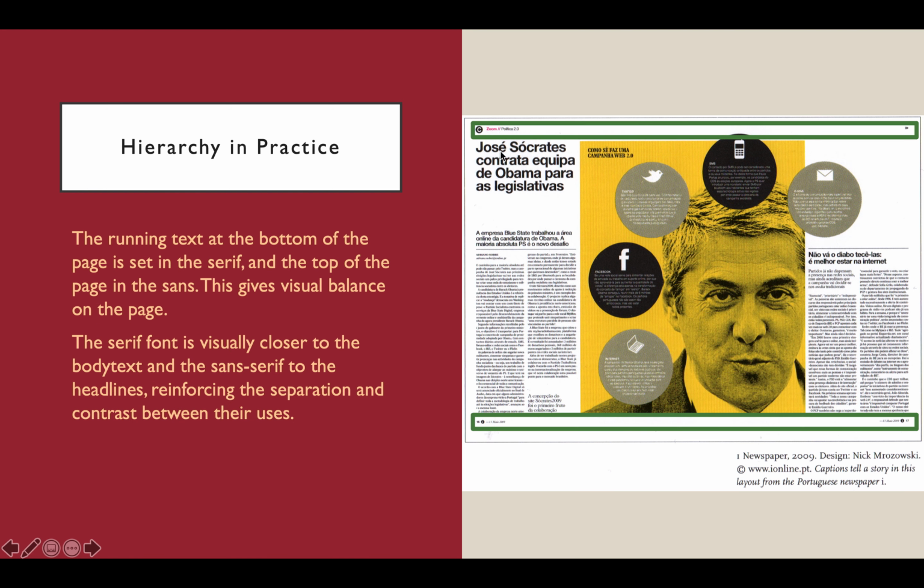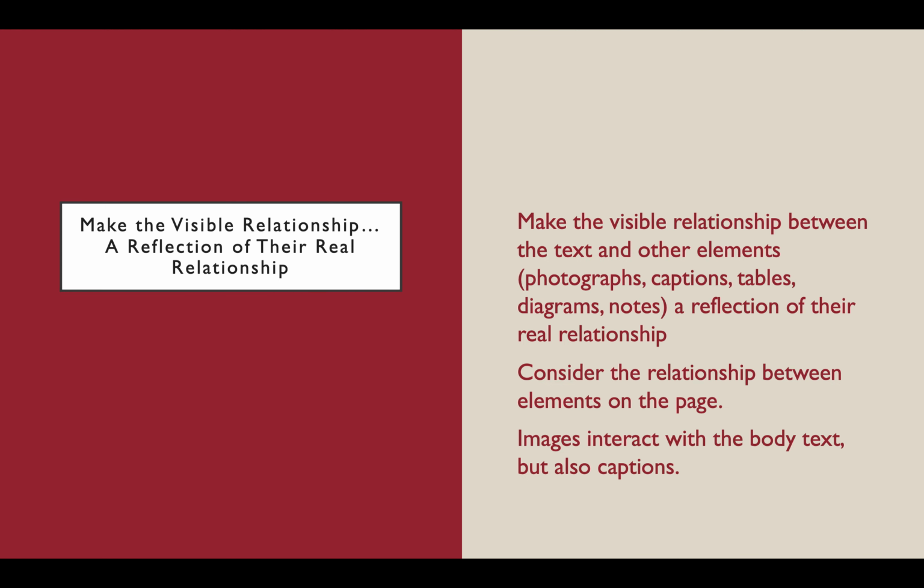Last but not least, we have the running text at the top and bottom. We've got, again, our mix. So the page is set in the serif, top and sans. So we've got this balance between the serif and the sans serif. Now the serif font is visually closer to the body text and the sans serif is closer to the headlines. So the fact that the top, where the headers live, is set in sans serif reinforces that, whereas down the bottom, it's physically closer to the body text, and so it's set in the serif. So again, everything reinforces itself, which is why this is such a great example.